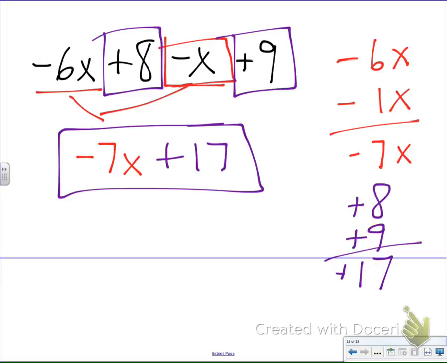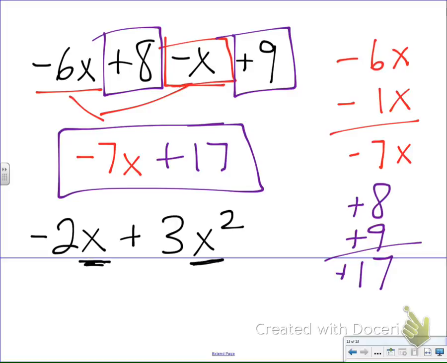Okay, so there's our combining like terms. Now, it should be noted that just because there's an x there doesn't mean we combine them. So if I have -2x plus 3x squared, I can't combine these x's because this is a regular x and this is an x squared, right? So they have to look exactly the same. And that's your basics on combining like terms.